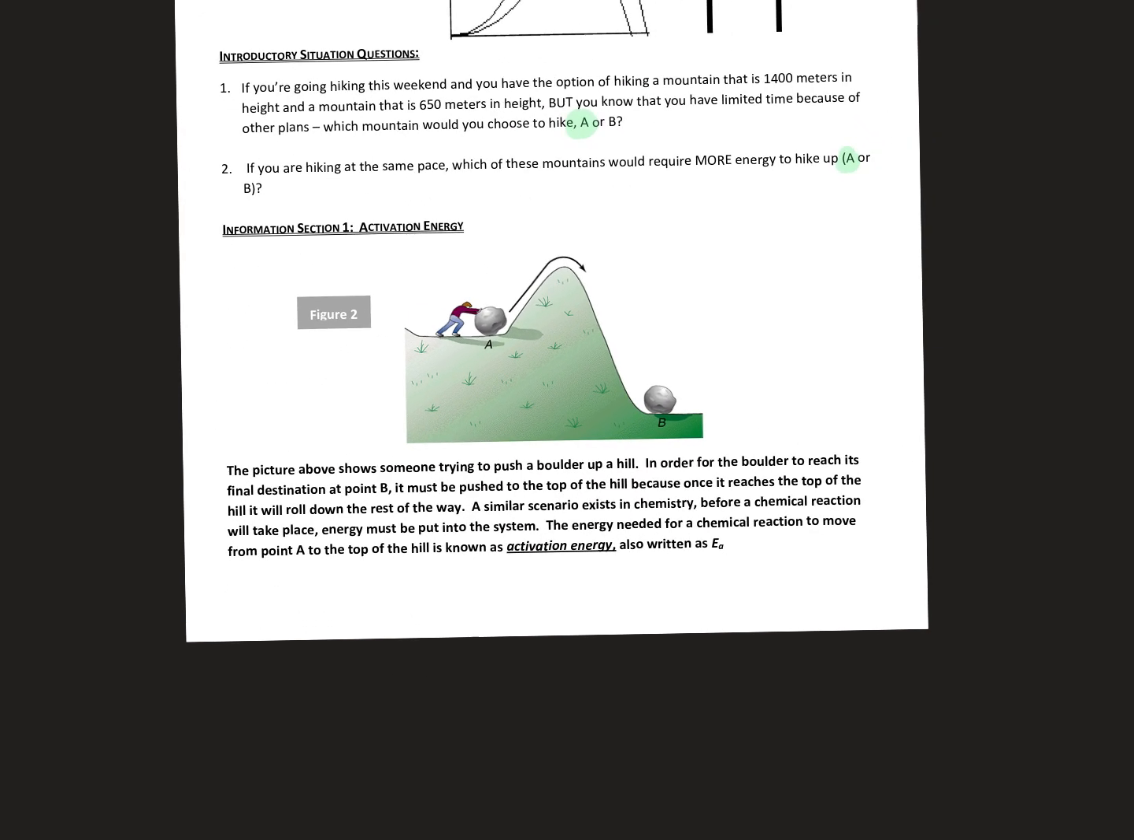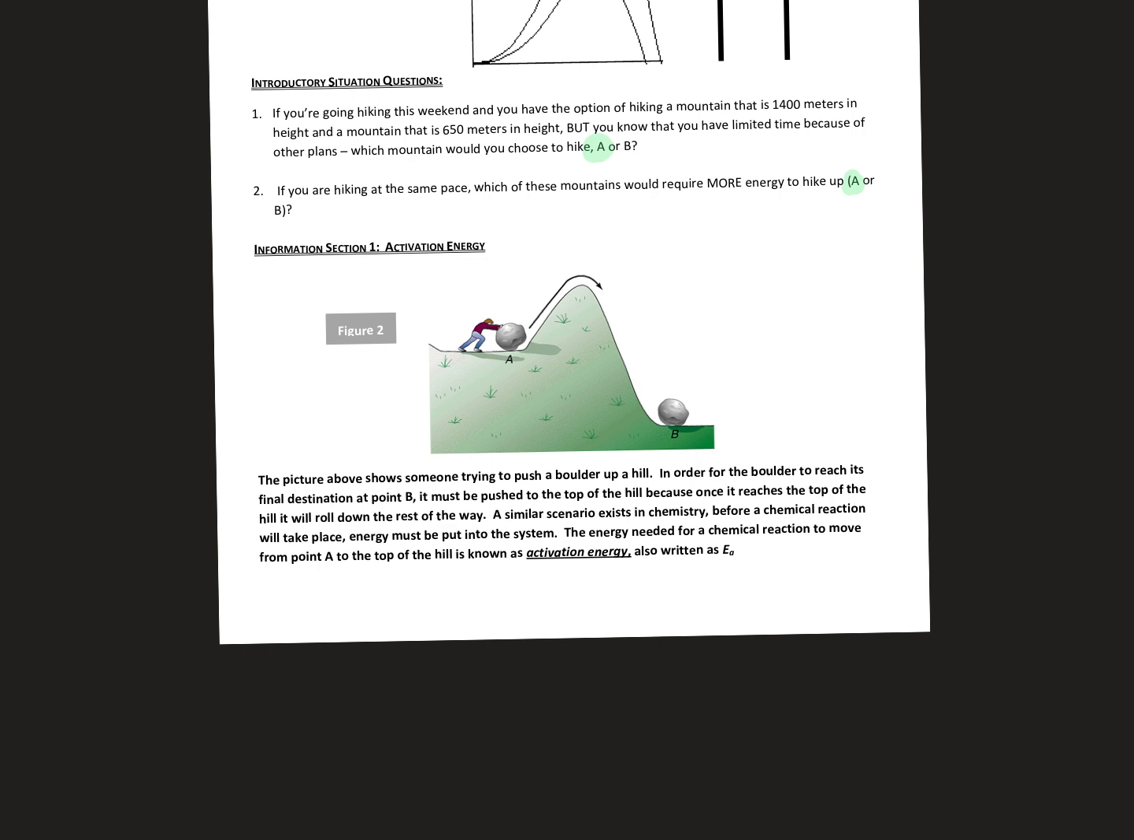Now, information in B, if you're rolling a ball up over the hill, it says a picture above shows someone trying to push a boulder up a hill. In order for the boulder to reach its final destination down here at point B, it must be pushed to the top of the hill first, because once it reaches the top of the hill, it will roll down all the way by itself. A familiar scenario exists in chemistry. Before a chemical reaction will take place, energy must be put into the system. The energy needed for a chemical reaction to move from A to B is known as the activation energy.